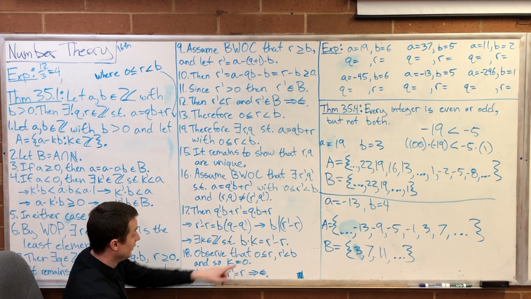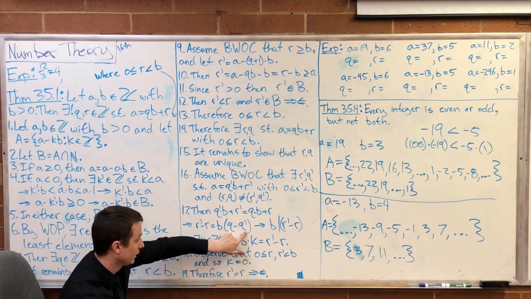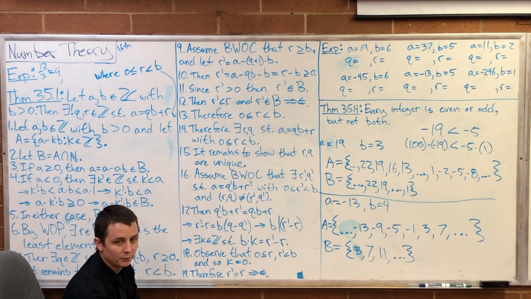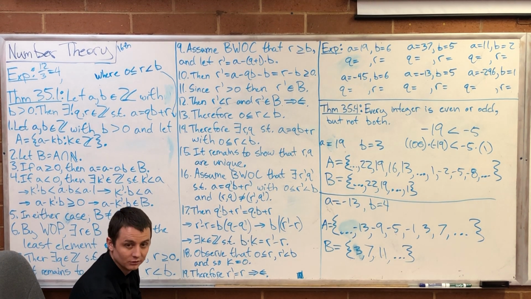You see that? Since k is 0, that means q minus q prime is 0, so q is equal to q prime. Furthermore, since k is 0, r prime minus r is equal to 0, which means r is equal to r prime. So they're the same numbers. Proof by contradiction, therefore they're the same, and we're done.